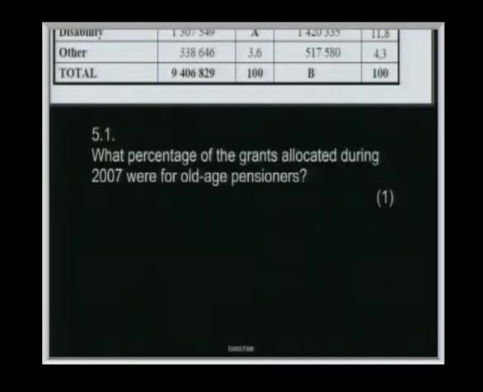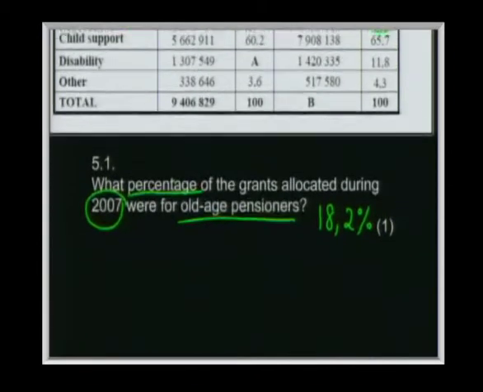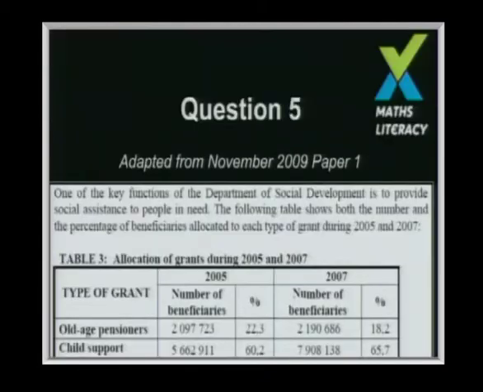So 5.1's question is, what percentage of the grants allocated during 2007 were for old age pensioners? So we're looking for 2007 and old age pensioners. So this is the table we're going to be looking at, old age pensioners, and we're looking for percentage. So it's going to be this amount here. So it's going to be 18.2%. On to 5.2.